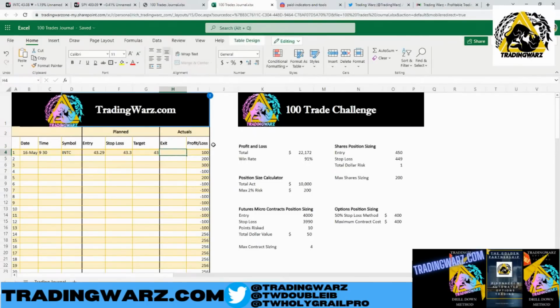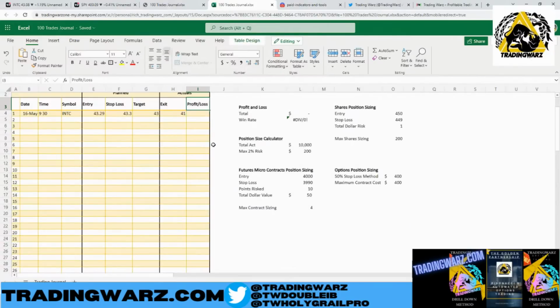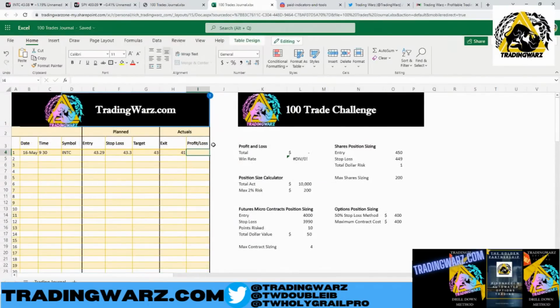And the exit is what you actually get out at. So let's say you actually got out at 41, let's just say. And then in this section right here, guys, this is your profit. Whenever you update the profit section, let's just make this 0. So your actuals should go back to your broker. So your exit and your profit and loss. The most important thing is obviously the profit and loss. So let's just say you made 500 bucks.